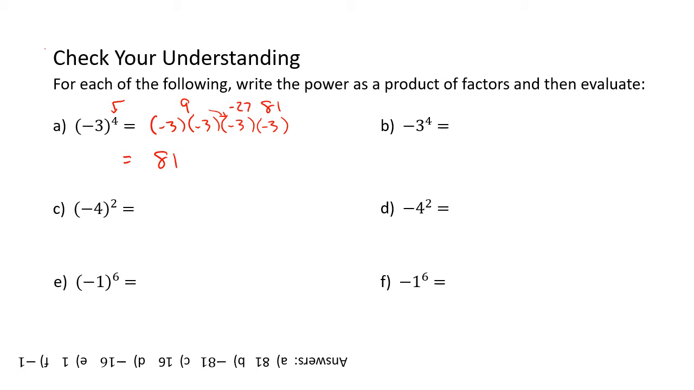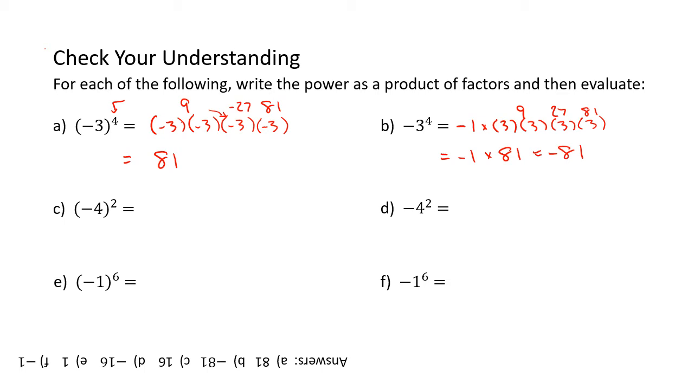In example B, we have negative 3 to the exponent 4. But the negative is not part of the base, right? Because it's not in brackets. So we have to write that as negative 1 times 3 times 3 times 3 times 3. Okay? So remember the base is positive. So 3 times 3 times 3 times 3 will be 81. And then you multiply it by this negative 1. So we get negative 1 multiplied by 3 times 3 is 9. 9 times 3 is 27. 27 times 3 is 81. So we get negative 1 times 81, which is negative 81.